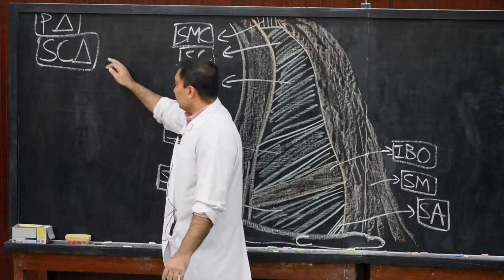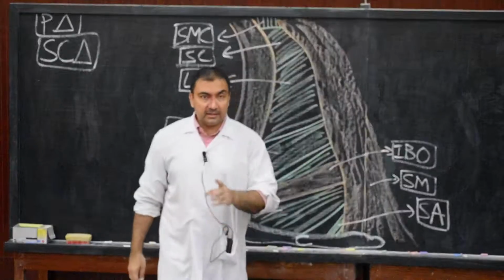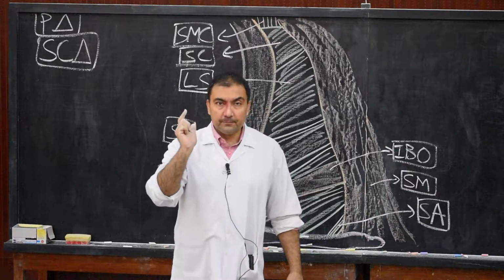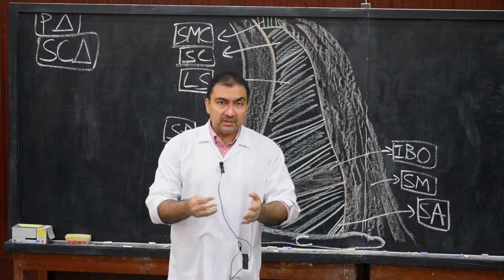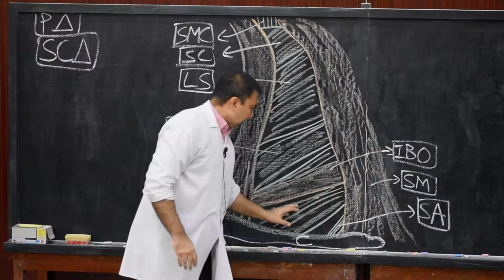That is what we have written here. Now this supraclavicular triangle is also known as the subclavian triangle. The other name of supraclavicular triangle is subclavian triangle. Now we come to the floor, after finishing the boundaries.